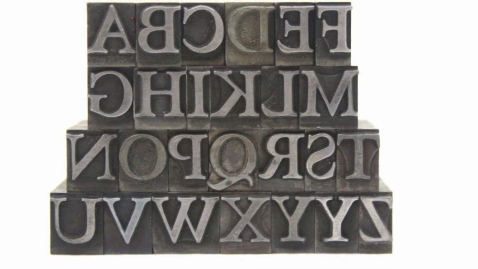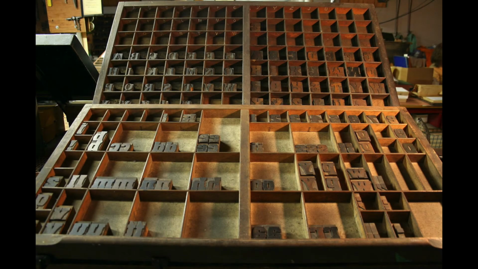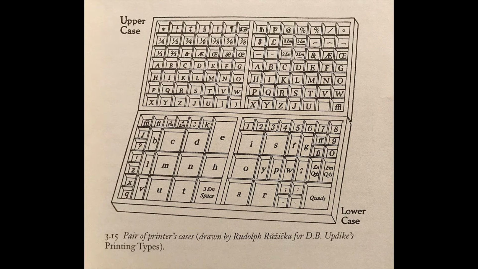The reason why capital letters are called uppercase letters and small letters are called lowercase letters also relates to the physical metal origins of type. Uppercase letters are letters positioned in the upper part of a compositor's typecase, while lowercase letters are positioned in the lower part of the typecase.